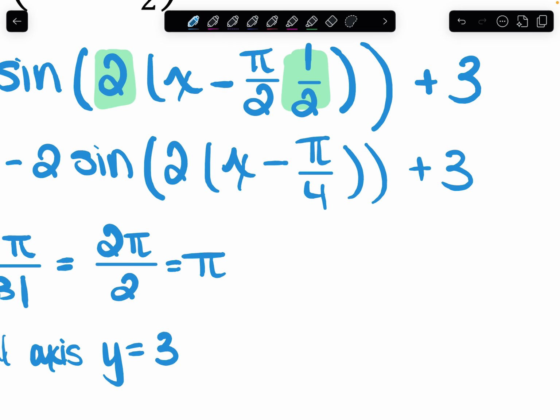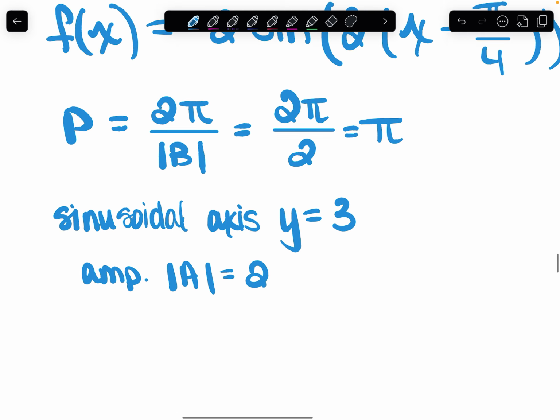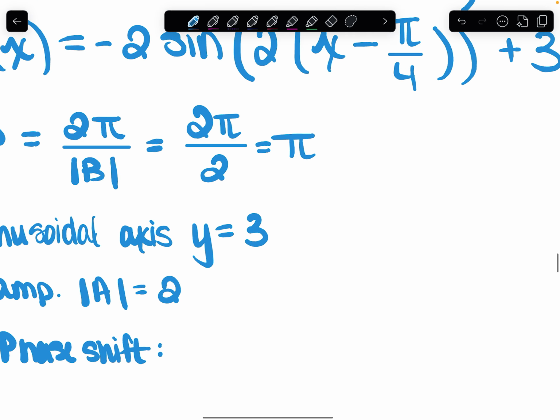We went up 3. Our amplitude, or wave height, is the absolute value of a, which is 2. So again, be careful. The amplitude is not -2. You cannot have a negative wave height. The amplitude is +2. And then our phase shift, we went right pi over 4. So there is our starting critical value.